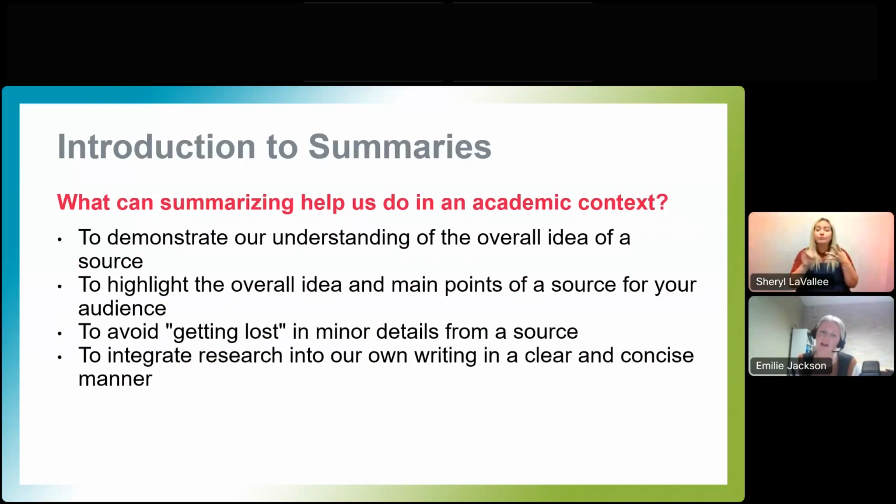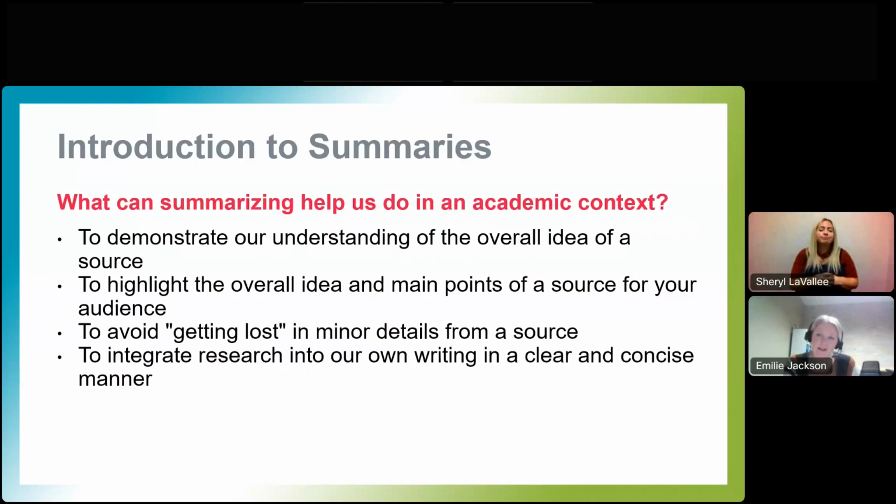Summarizing is also an important skill because it can prevent us from getting lost in the minor details. So it can help us to focus on the author's purpose or the author's point. If we're reading something really complex or something that's very new to us, focusing on producing a summary of that larger work can help us to make sure we understand the context of the greater ideas within that text or that source. And of course, it can help us integrate research into our own writing in a clear, concise way. So again, this idea of taking something maybe complex, maybe very long, doesn't always have to be long, but providing a summary focuses on the main ideas of that.